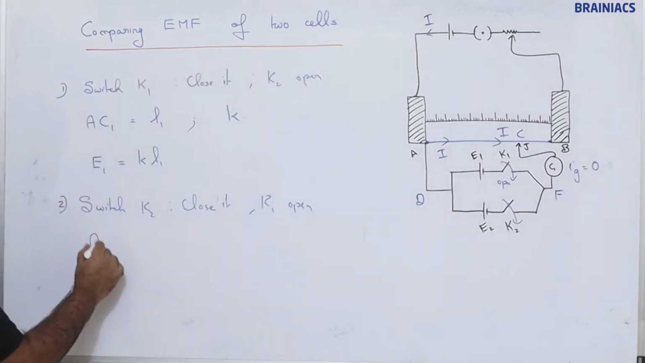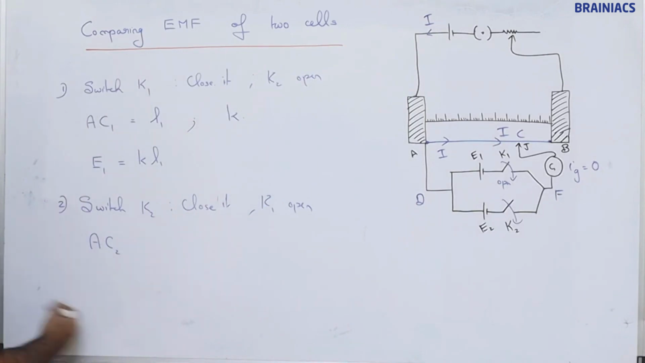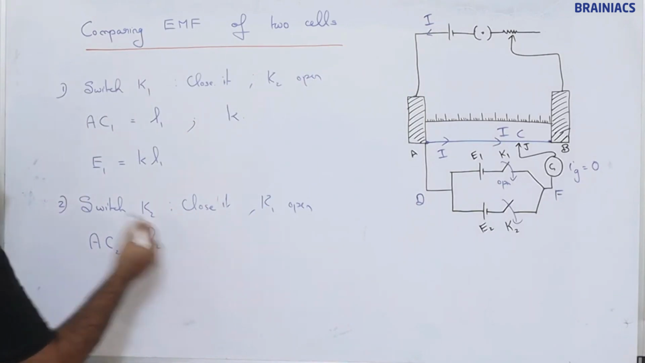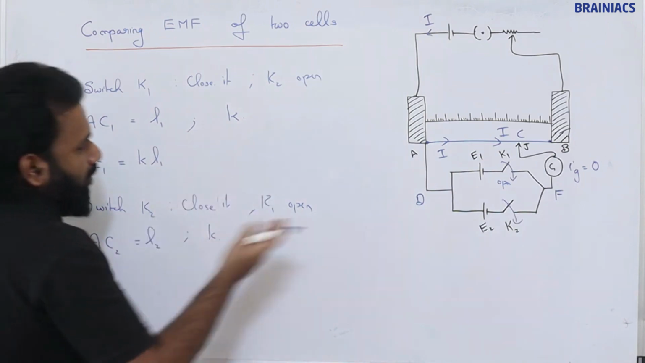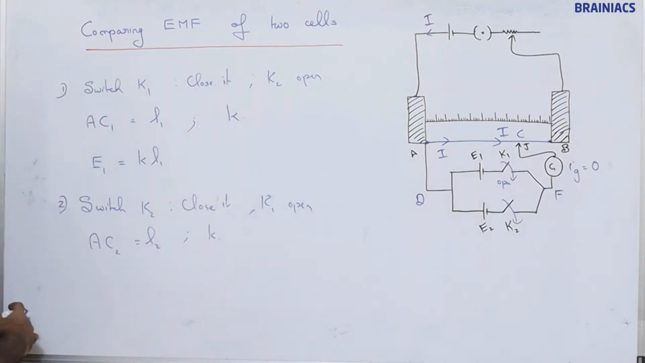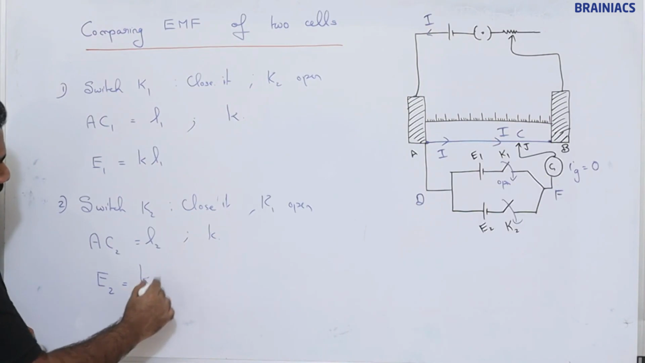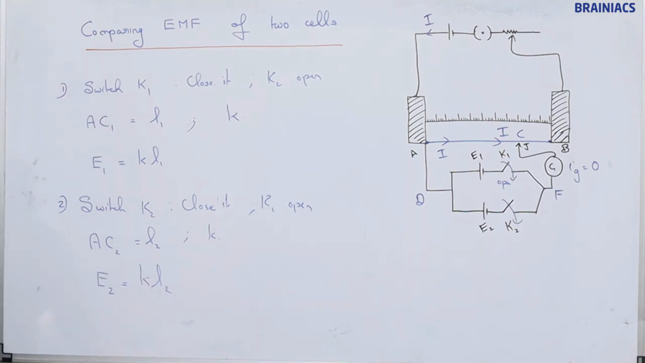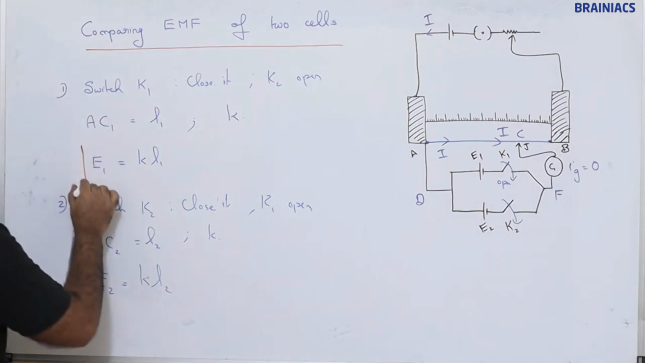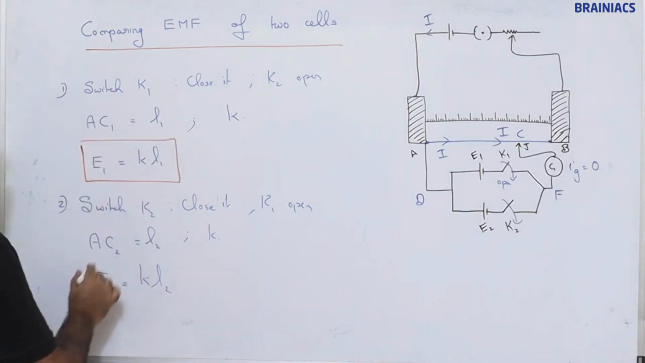So we will get AC2, this is another length, say L2, and the potential gradient of the wire is K, same wire only, with uniform cross section area. Now what is E2? E2 is equal to K L2. So this is how we will be able to find the EMF of cells. So E1 is equal to KL1, E2 is equal to KL2.